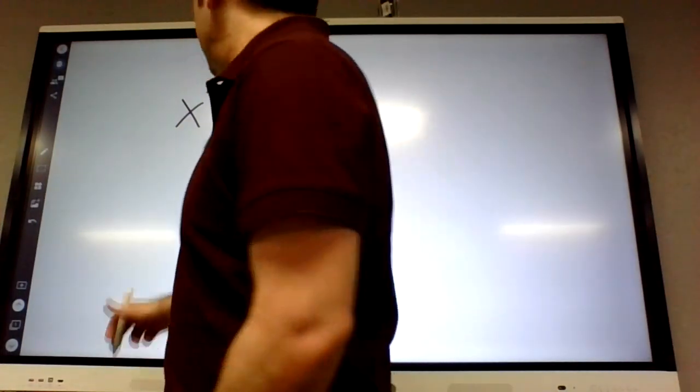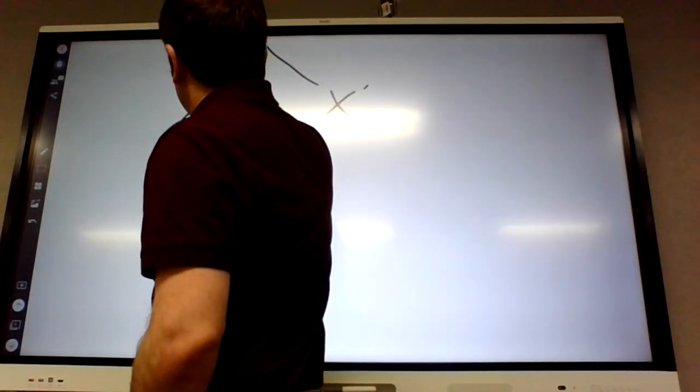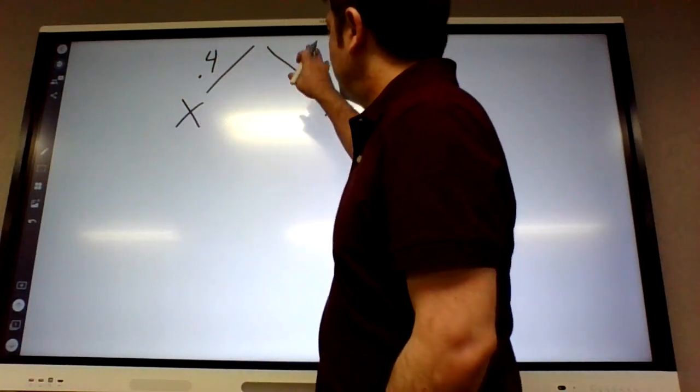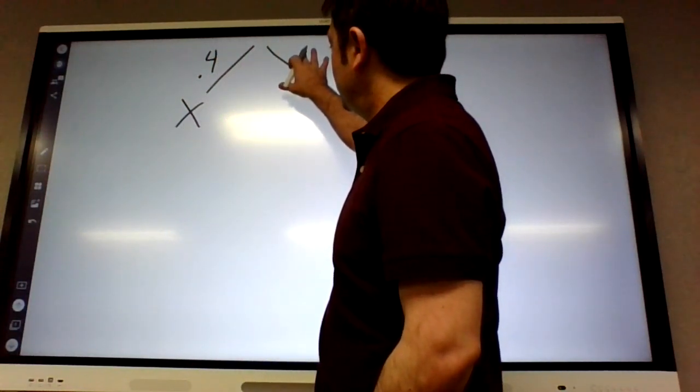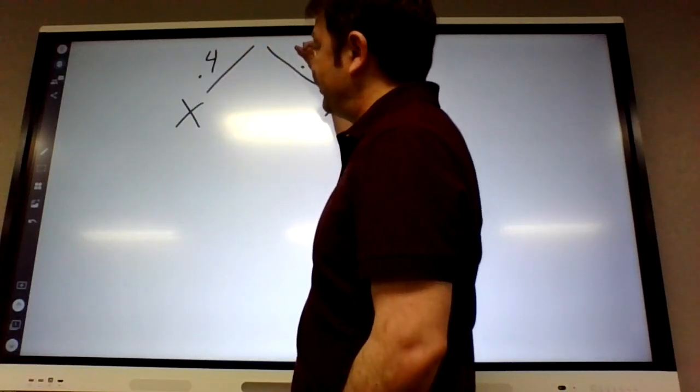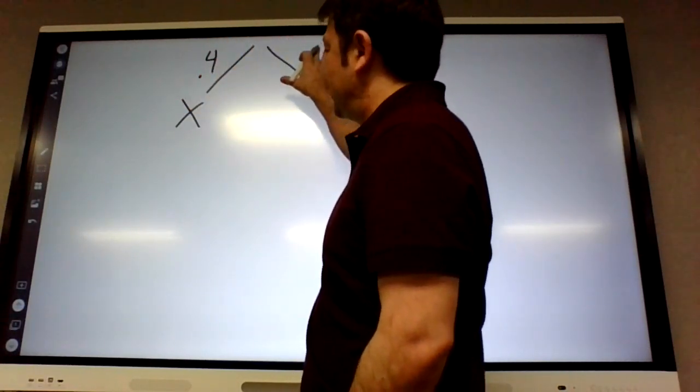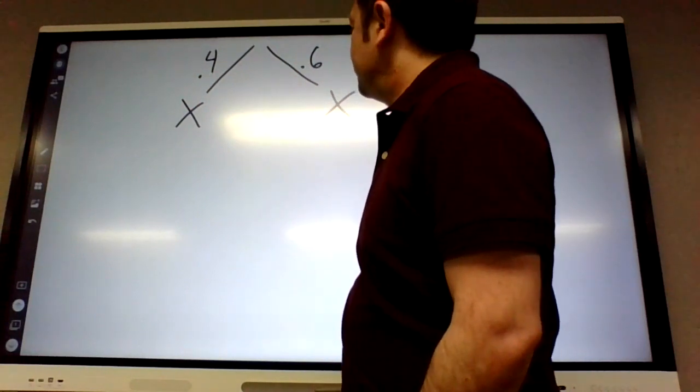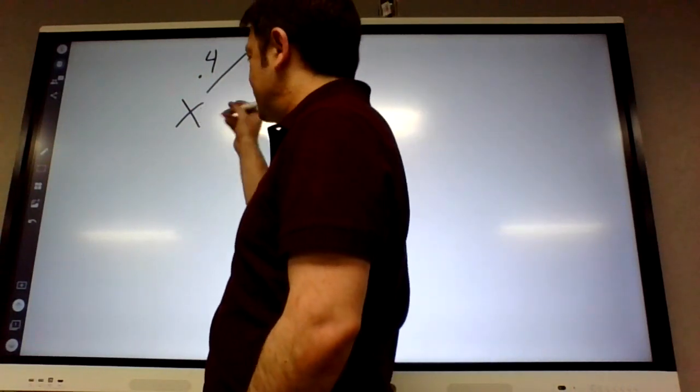So in the tree it says this branch is a 0.4 probability. So what would this branch's probability have to be? 0.6. Because if it either goes here or there, they should add up to 1. These are the two things that can happen. 0.4 plus 0.6 adds up to 1.